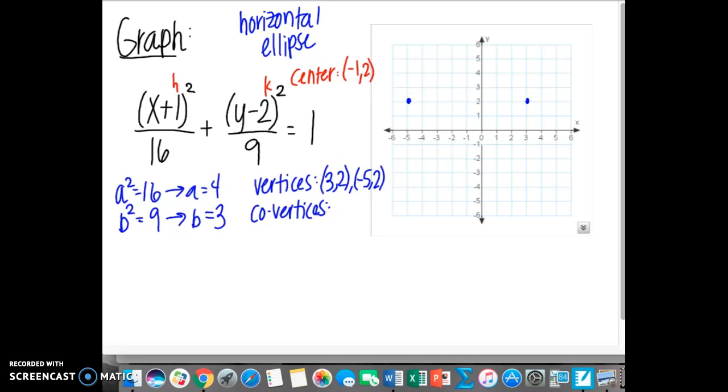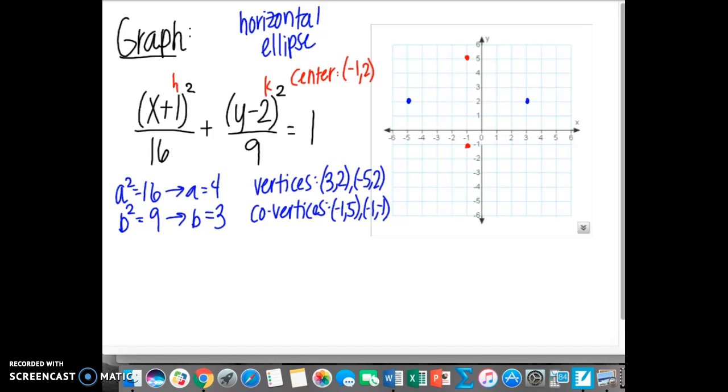And our co-vertices, we're going to be taking that ±3, adding it to the y spot. So we're going to have -1, 2 + 3 is 5. So we're going to have a co-vertice at -1, 5. And then 2 - 3 is -1. So we're going to have another co-vertice at -1, -1. So I'm going to go ahead and plot those 2 points, at -1, 5, and at -1, -1.